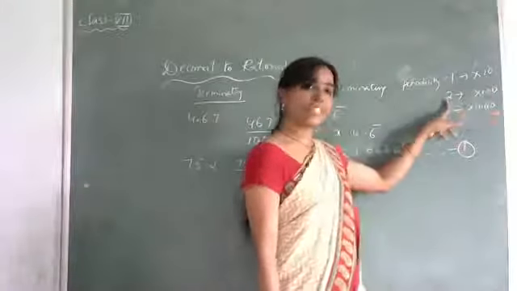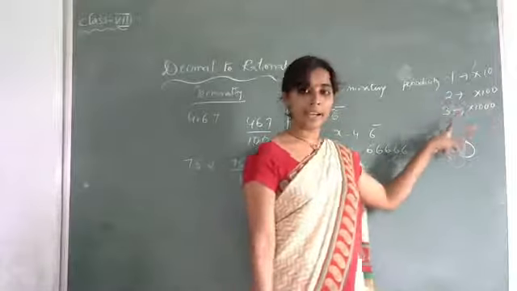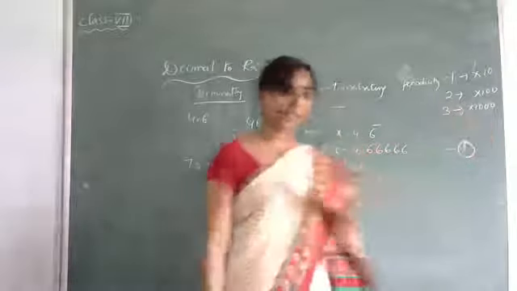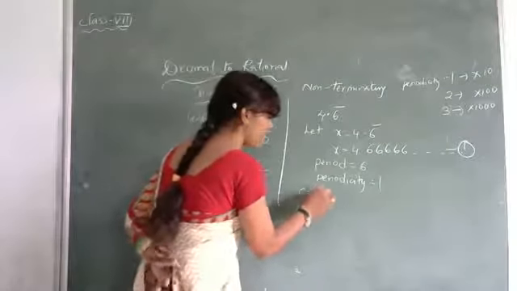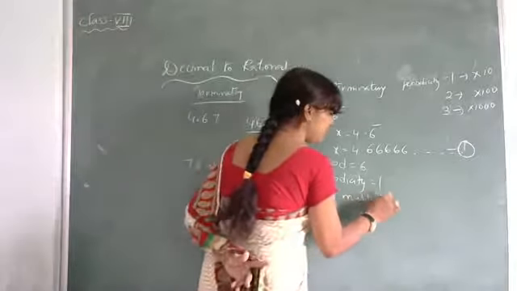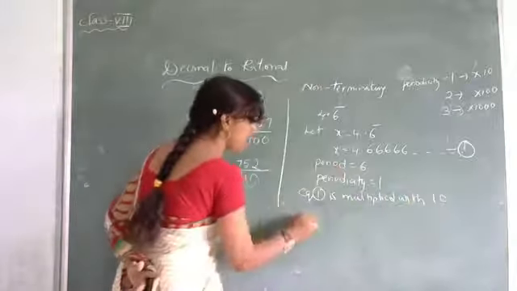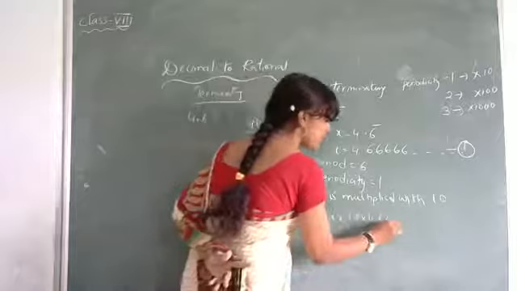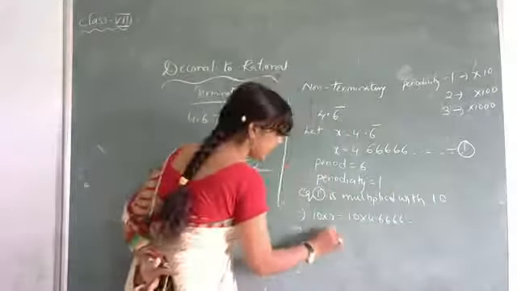If periodicity is 2, that means 2 numbers are repeating, so we have to multiply with 100. If 3 numbers repeat, periodicity is 3, and we have to multiply with 1000. So here periodicity is 1. So equation 1 is multiplied with 10. Then it will become 10 into x, that is 10 into 4.666 and so on. So then it will become 10x.